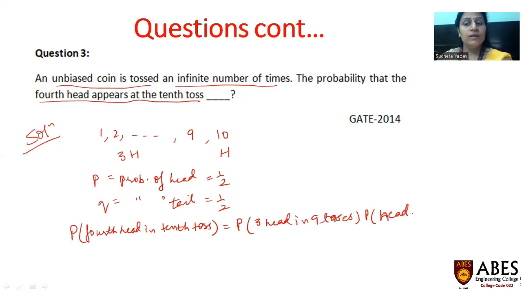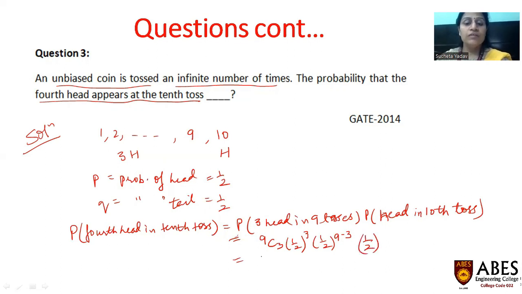Total what will we be having? We will be having the 4th head in the 10th toss. Since 3 heads have appeared in 9 tosses, the 4th one will be there in the 10th toss. Now, this will be given by nCr: 9 tosses, so 9C3, 1 by 2 to the power 3, 1 by 2 to the power 9 minus 3. The probability of head in the 10th toss is given by 1 by 2.